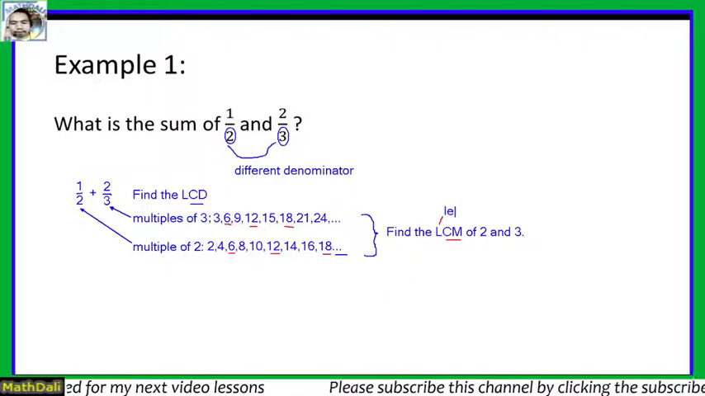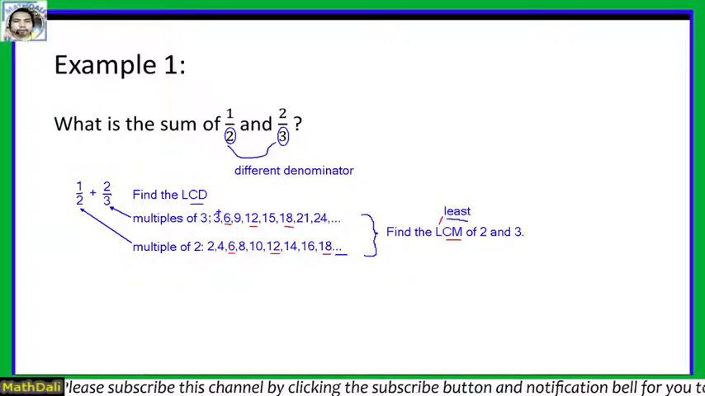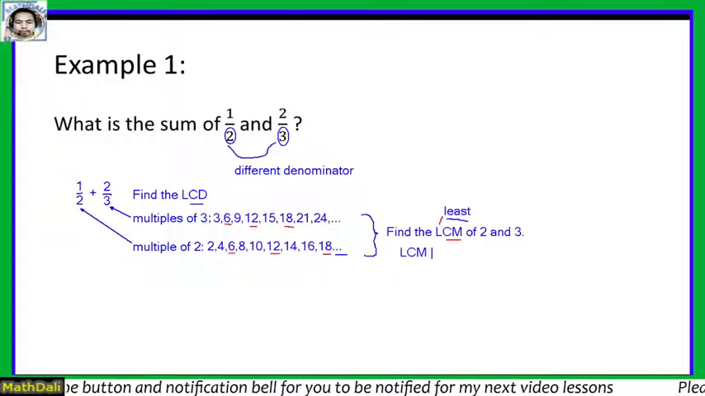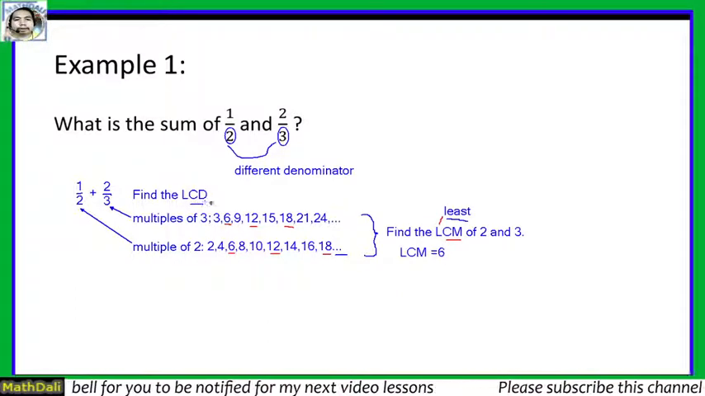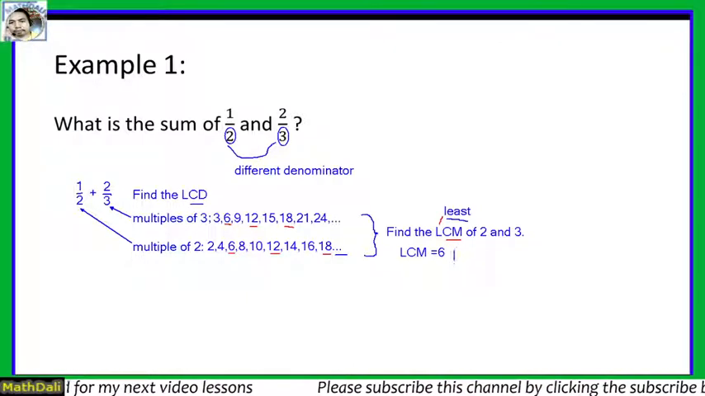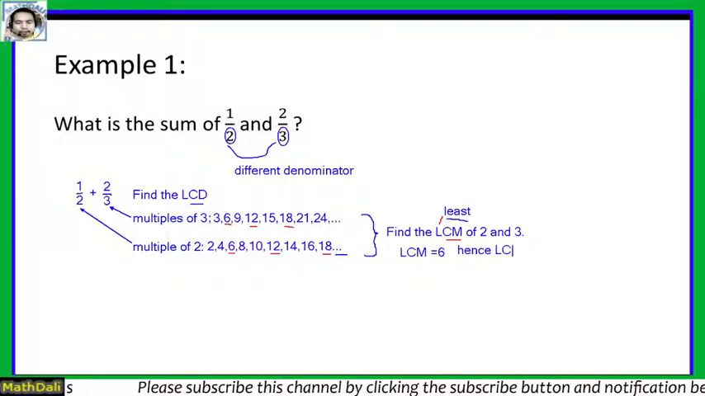So, that is the least common multiple. The least common multiple is yung pinakamaliit. Ito yung ating 6. Lagay lang natin dito, yung LCM natin, LCM is actually equal to 6. Yan na rin yung gagamitin natin na denominator. Hence, LCD will be equal to 6.